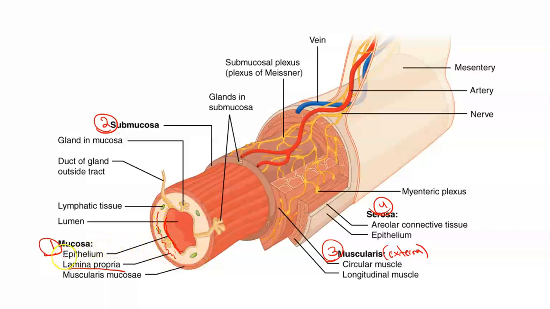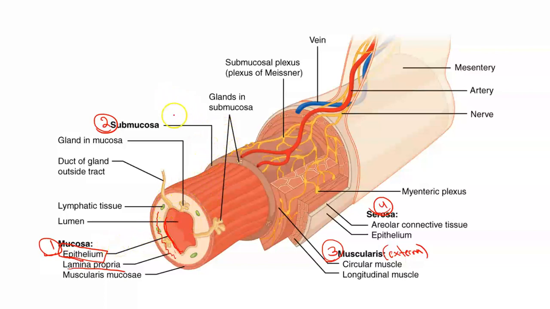By the way, the epithelial tissue can vary. Generally in the esophagus, it's a stratified squamous epithelium, and then once we get into the stomach and the small intestine, it transitions into a simple columnar epithelium, which is the predominant epithelial tissue found all the way along.